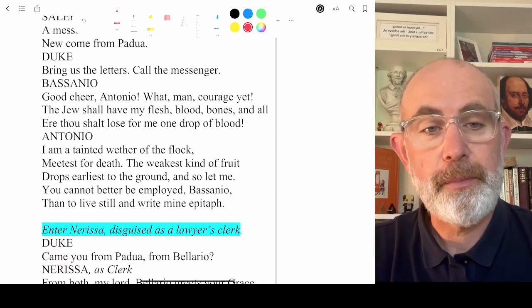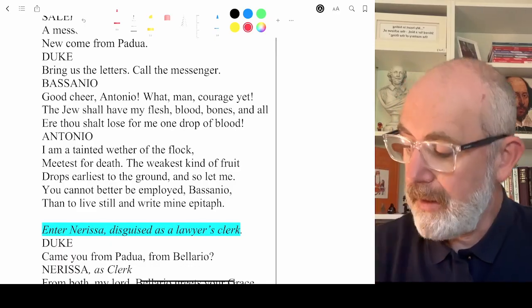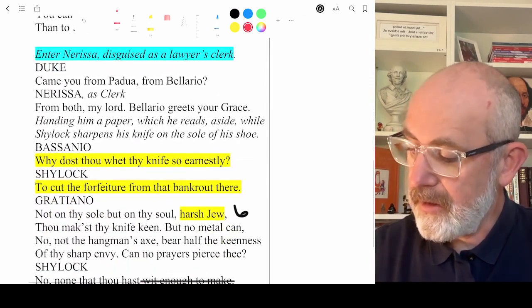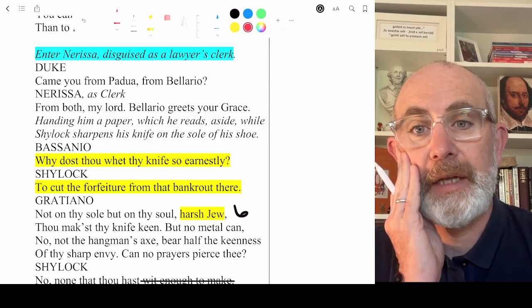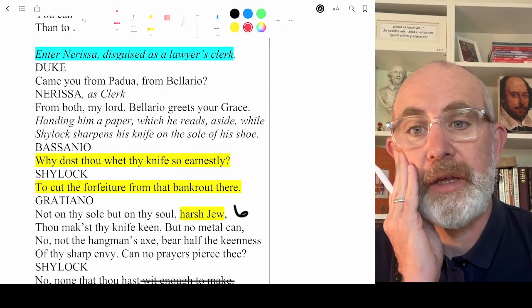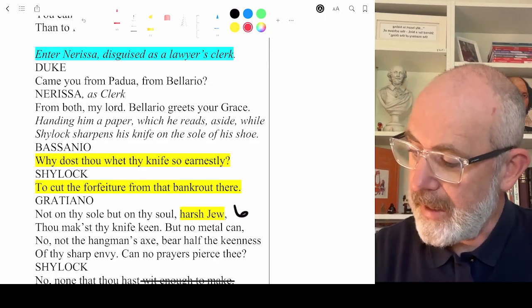So Bassanio has been a good friend. He's supporting Antonio. Antonio says, I'm not afraid. And at that point, Nerissa comes in, disguised as a lawyer's clerk. The Duke says, did you come from Padua, from Bellario? Nerissa, as clerk, says, from both, my lord. Bellario greets your grace. She hands him a paper, which he reads, while Shylock sharpens his knife on the sole of a shoe. I love that stage instruction.